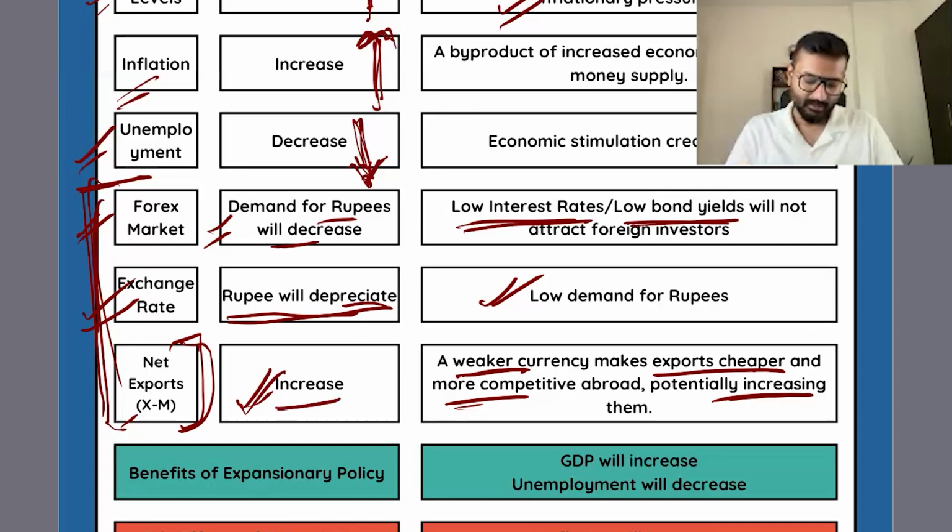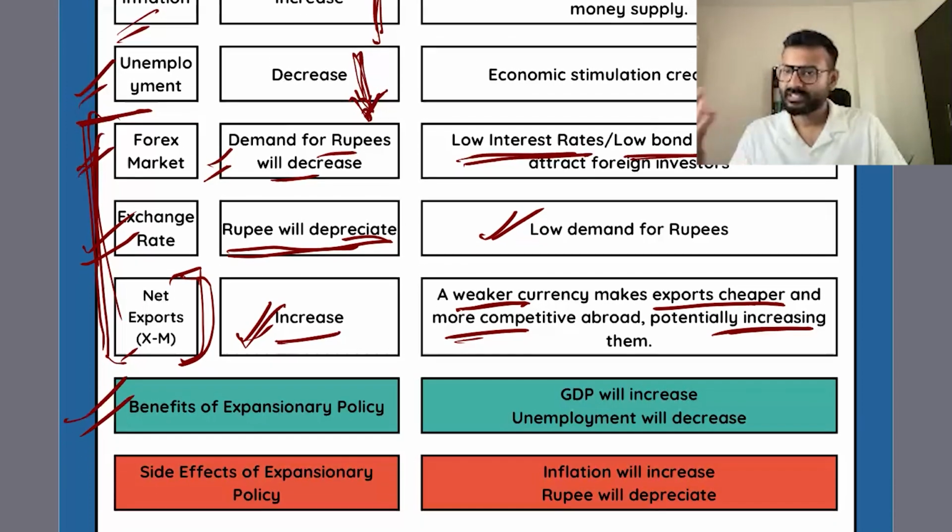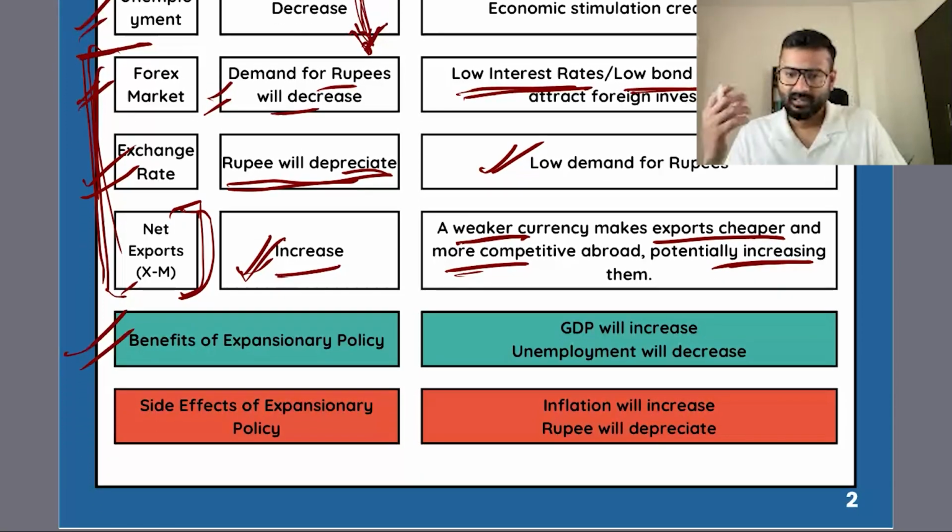Okay, so what are the benefits of expansionary policy? GDP went higher. Unemployment decreased because the money supply was high and the aggregate demand was high. But there are side effects, right? What are the side effects? There is high inflation and there is depreciation of the rupee.